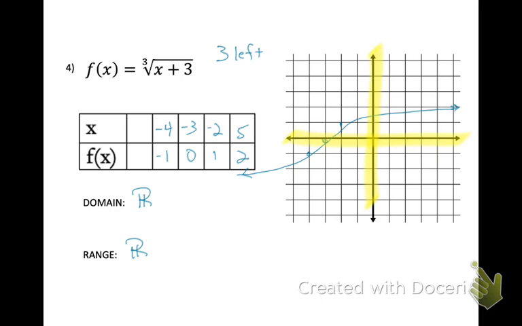All right, that concludes our teacher talk for graphing radical functions.